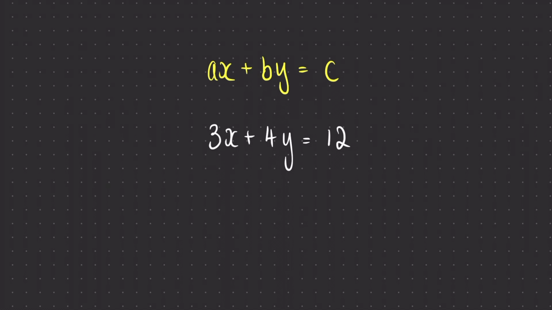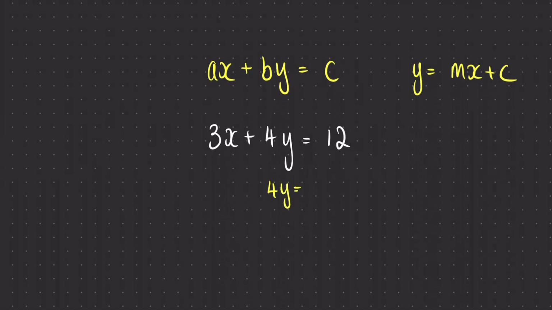We can easily rearrange this to a more familiar form, which we know is y equals mx plus c. This is hopefully the form of a graph that you've seen before. If you haven't, then please check out my other video. I'll link it down in the description. Our goal then, to fully understand this ax plus by equals c form, is to just rearrange it into our standard y equals mx plus c form. So let's do this now.